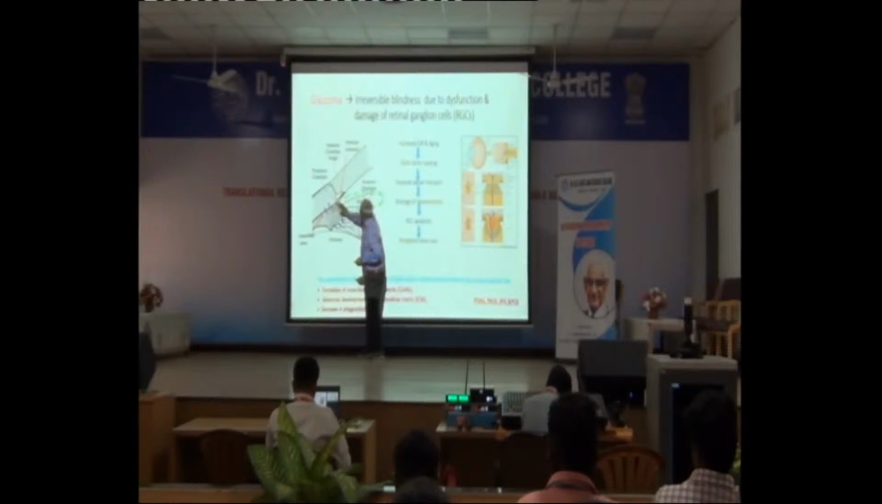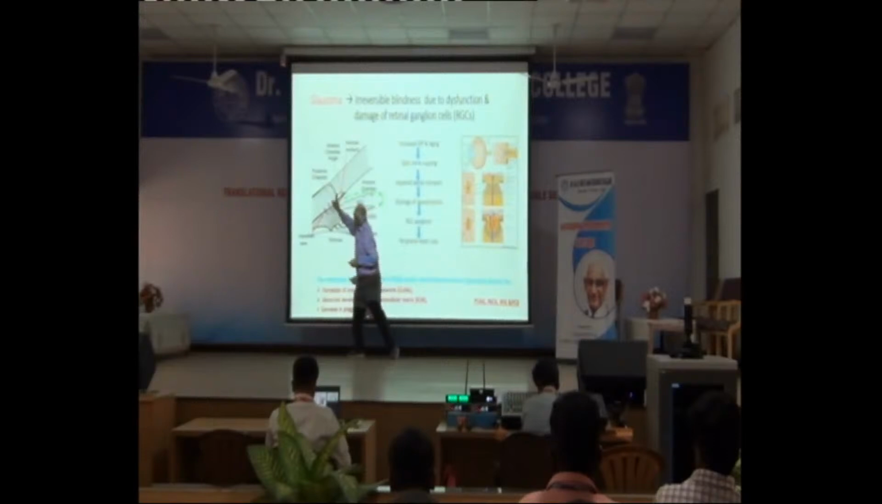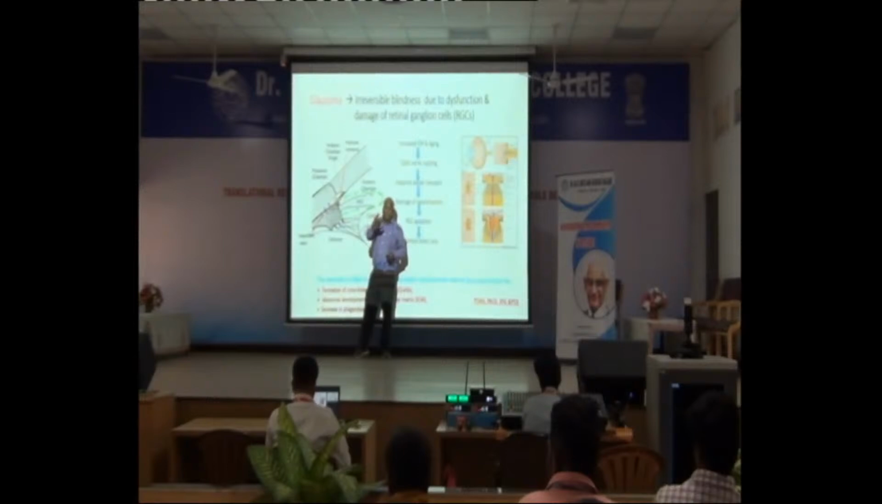I think this morning they talked about the extracellular matrix in the heart. The same thing here: if the gene is mutated, the proteins interact together and form an aggregate, and it will block this particular meshwork. The aqueous humor flow should go like this. That is the right flow. If there is any mutation, the abnormal protein forms an extracellular matrix and blocks it here. At that time, it will build up the pressure.